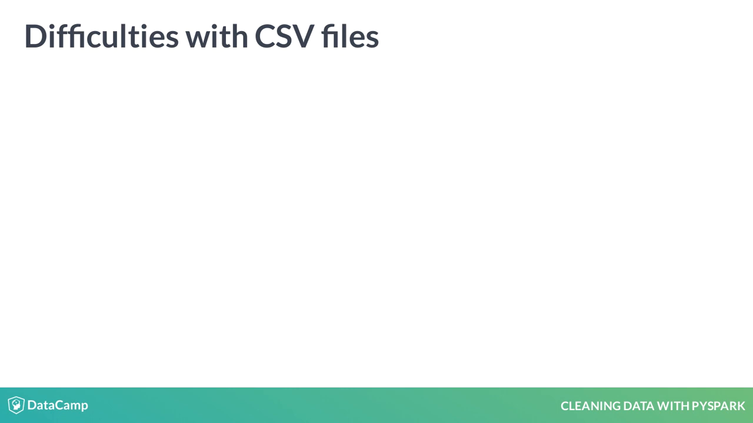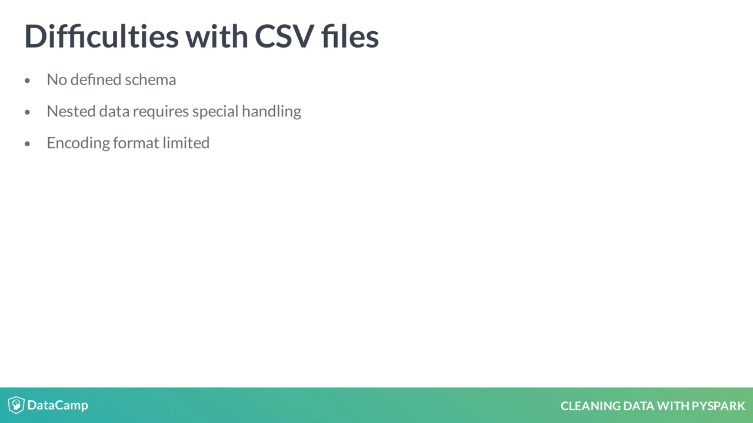Some common issues with CSV files include: the schema is not defined. There are no data types included, nor column names beyond a header row. Using content containing a comma or another delimiter requires escaping. Using the escape character within the content requires even further escaping. The available encoding formats are limited depending on the language used.